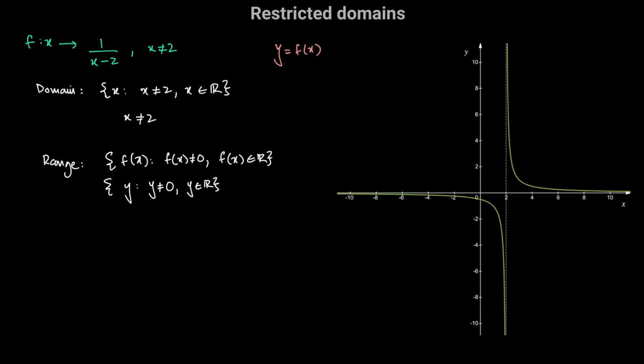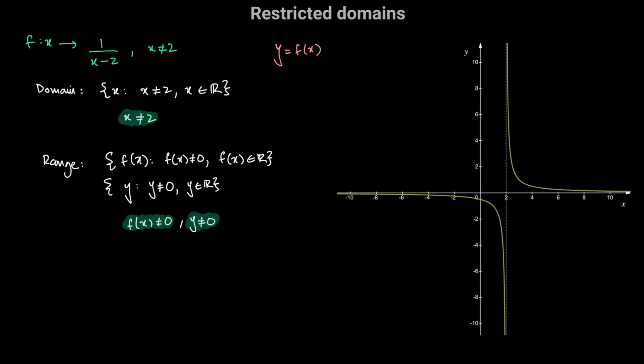And this can be written in a simplified form as f of x is not equal to 0, or we can say that y is not equal to 0. Over here again, it's implied that f of x or y, the output, can be any real number. However, it cannot be equal to 0. So the domain over here is that x can be any real number except 2. X cannot be equal to 2. And the range over here, f of x or y, can be any real number except 0. We cannot get 0 as an output over here.